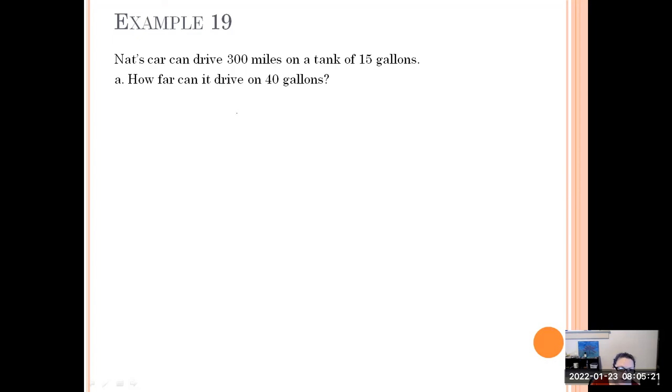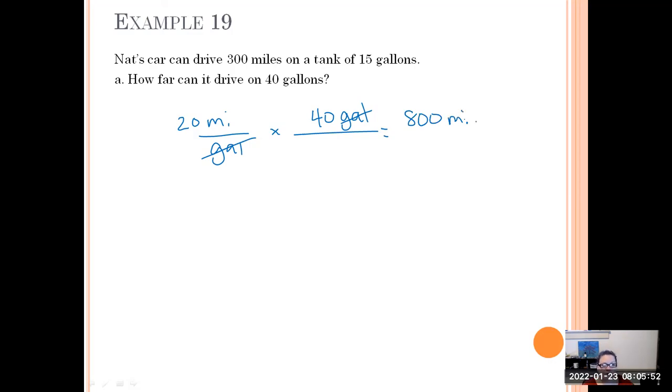So if it goes 20 miles per gallon, our car can go 20 miles per gallon. Well, notice gallon is in the denominator. So we can just put gallons in the numerator. So that's times, this is just converting, times 40 gallons. When we do that, gallons are gone when you multiply straight across and you get 800 miles. So she can go 800 miles on 40 gallons.